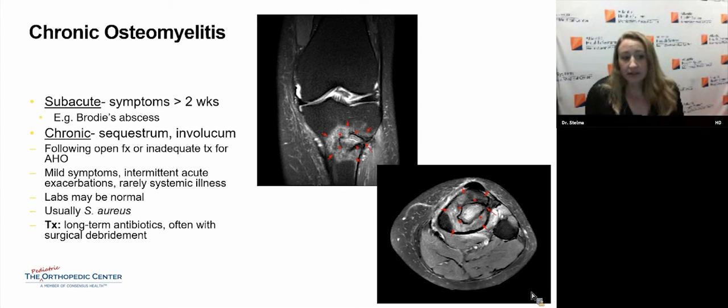The symptoms are more likely to be mild, and there may be intermittent acute exacerbations, but rarely is this illness systemic. The labs could be normal, and it's usually Staph aureus, which is far and away the most common organism for all of these. The treatment is longer-term antibiotics, and often surgical debridement, again because that area is not going to be particularly well penetrated by the antibiotics.